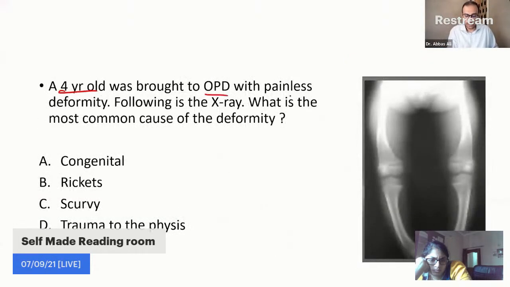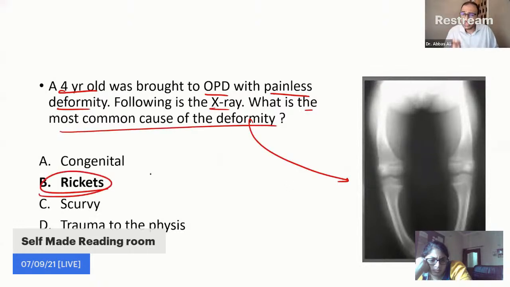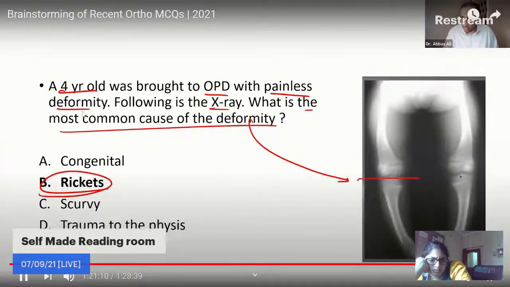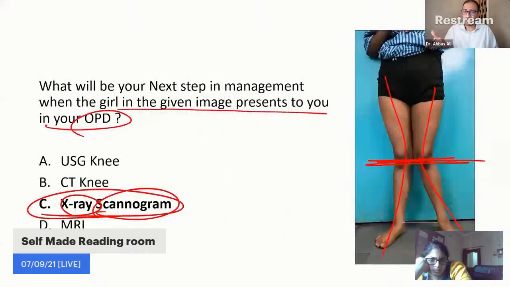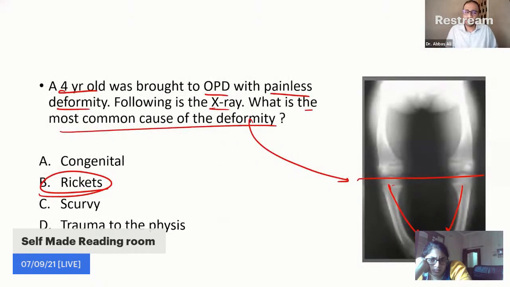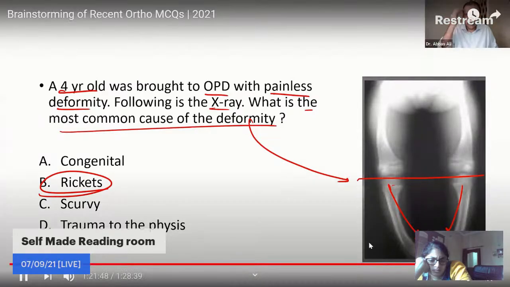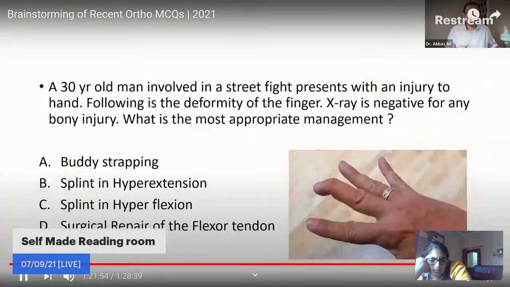Okay. A 4-year-old in the OPD with a painless deformity, following is the X-ray. What is the most common cause of this deformity? The answer here is rickets. Why? Because in children after 2 years of age, is the problem genu varum or valgum? Genu varum. If the child has genu varum after 2 years of age, it is a problem. Valgus may be normal because boys have 5 to 7 degrees and girls have 7 to 10 degrees of valgus, but varus is never normal in children after 2 years of age. In children less than 2 years of age, some amount of varus will look cute. After 2 years of age, varus is pathological. The most common cause is rickets. Okay. Right. Next.